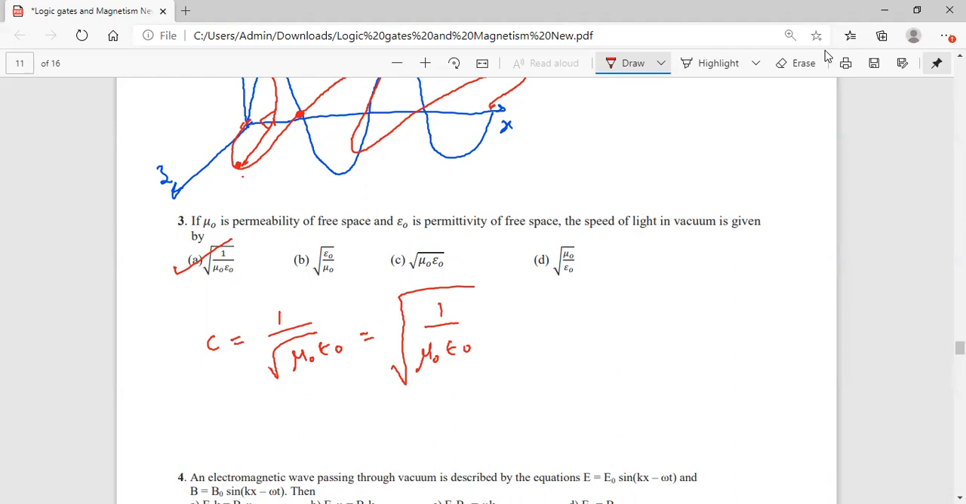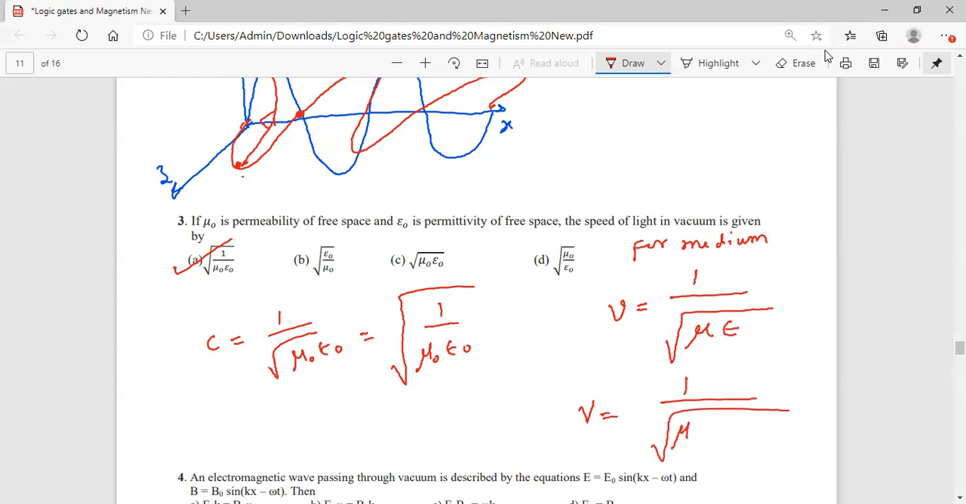In a medium, it becomes V. V is equal to 1 divided by square root of, in the place of mu naught, you have to say mu. In the place of epsilon naught, epsilon. So for a medium, the speed of the light is given by V is equal to 1 by square root of mu into epsilon. And this can be written as V is equal to 1 divided by square root of mu, which means mu naught into mu r. Epsilon means what?